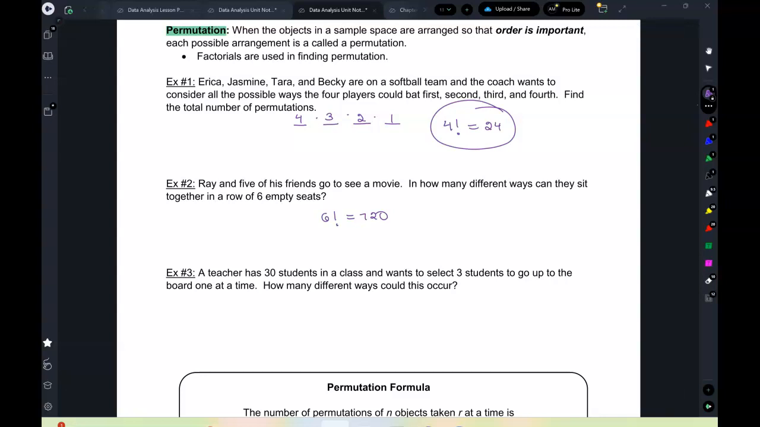Before we did 4 factorial, which we can definitely do without a calculator, right? 4 times 3 times 2 times 1, we can totally do this. 6 factorial, what is 6 factorial? 6 factorial is 6 times 5 times 4, 3, 2, 1, which is 4 factorial, correct? So this is actually 30 times 4 factorial, which we just found to be 24. So there are different ways of figuring that out, okay?